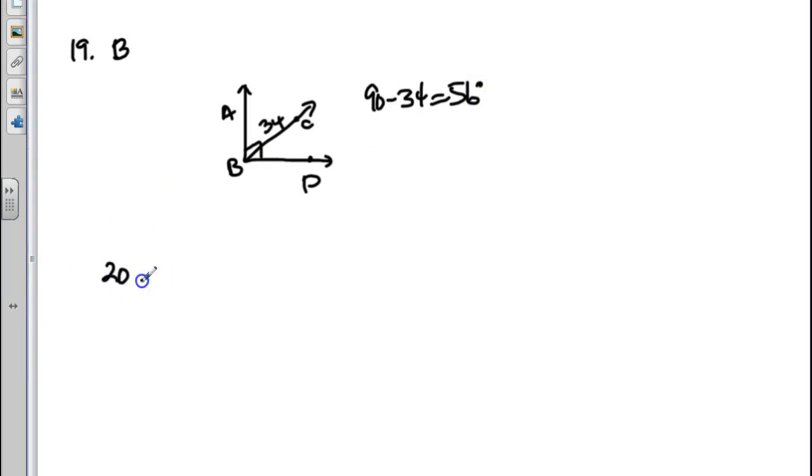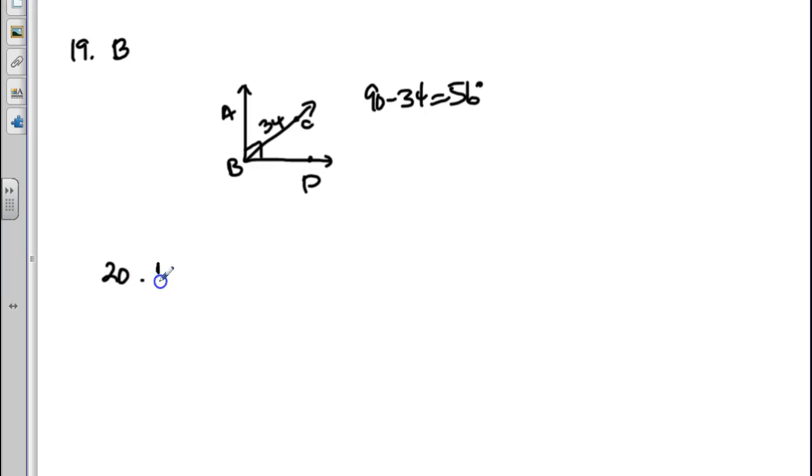And then number 20, they told you that ABC was the same measure as EFG, and ABC was 41, which makes EFG 41. So 90 minus 41 to get the measure of angle GFH. So the correct answer is B on that, 49.